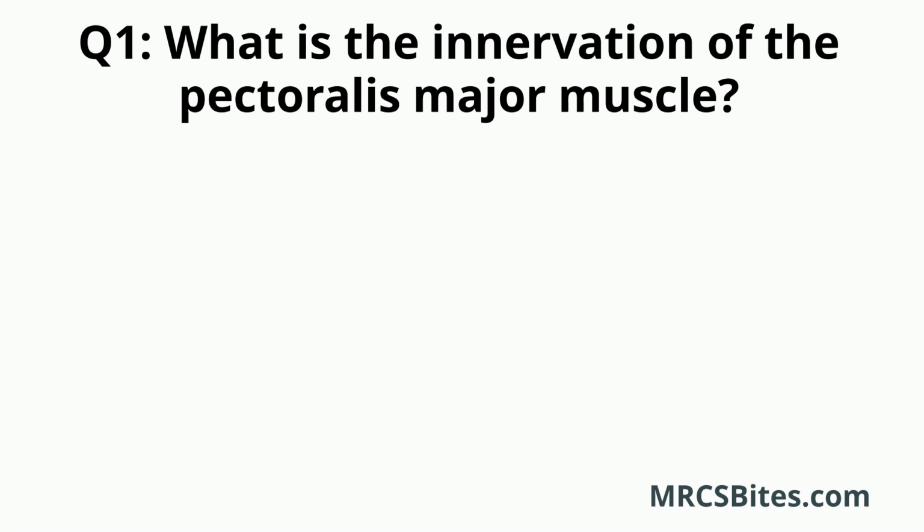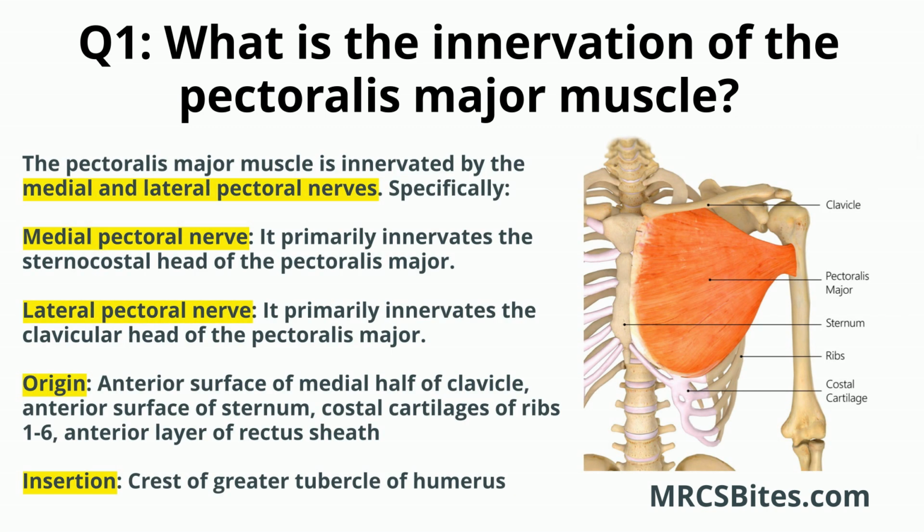Question 1. What is the innervation of the pectoralis major muscle? The pectoralis major muscle is innervated by the medial and lateral pectoral nerves. Specifically, the medial pectoral nerve primarily innervates the sternocostal head of the pectoralis major. The lateral pectoral nerve primarily innervates the clavicular head of the pectoralis major.